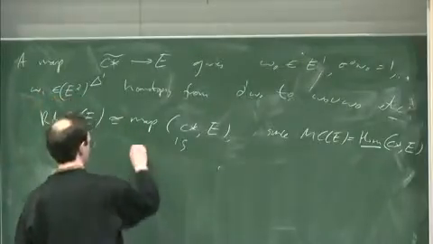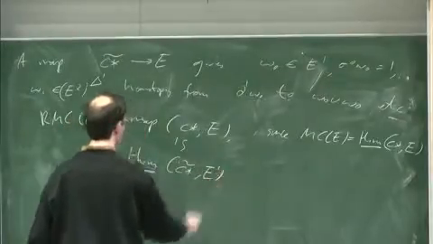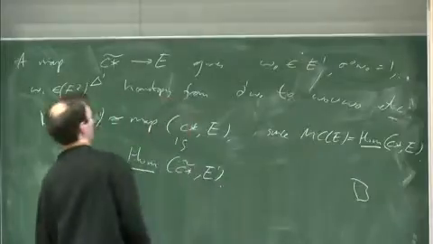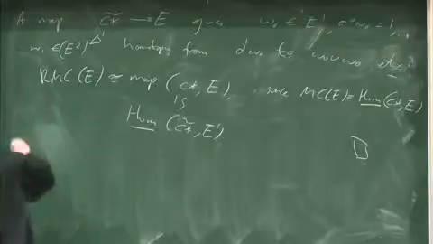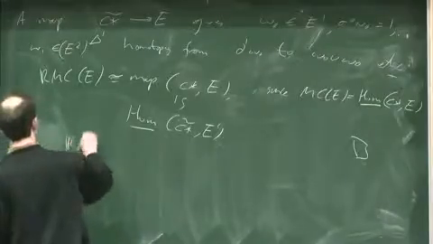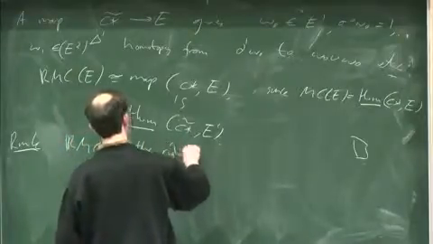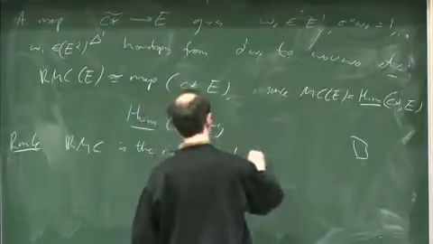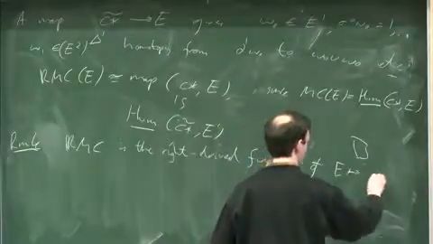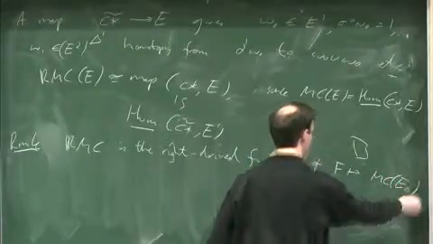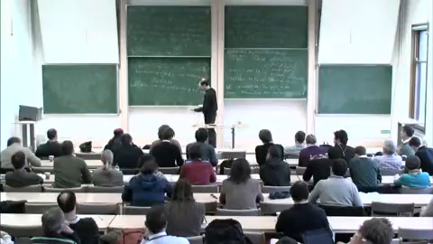But this is just simplicial hom from a cofibrant replacement to E. So it's what we want. And I'll just remark that RMC is in fact the right derived functor of E mapping to just MC of E naught, just because map is the right derived functor of just ordinary underived hom.